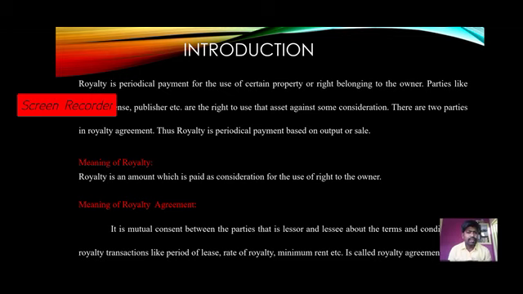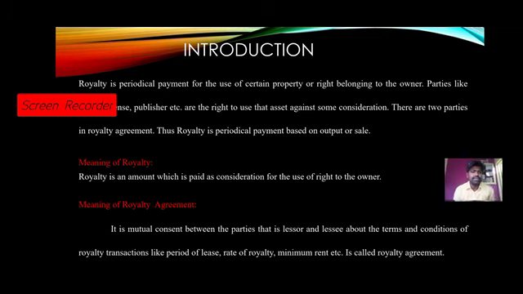It is mutual consent between the parties, that is lessor and lessee, about the terms and conditions of royalty transactions like period of lease, rate of royalty, minimum rent, etc. It is called a royalty agreement. Two parties are required for the agreement of the royalty: one is lessor and another one is lessee. In that agreement there are some terms and conditions, like at what rate he has to pay the royalty, what is the minimum rent, and what is the short working. It is called royalty agreement.